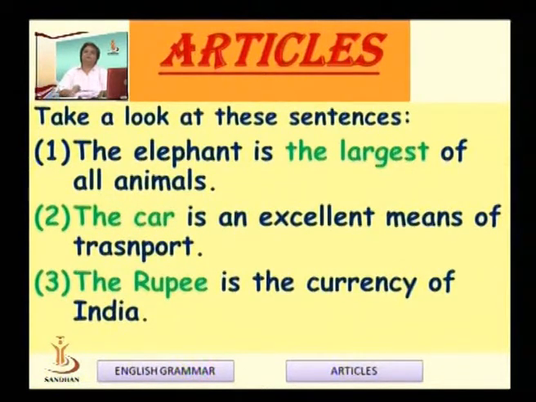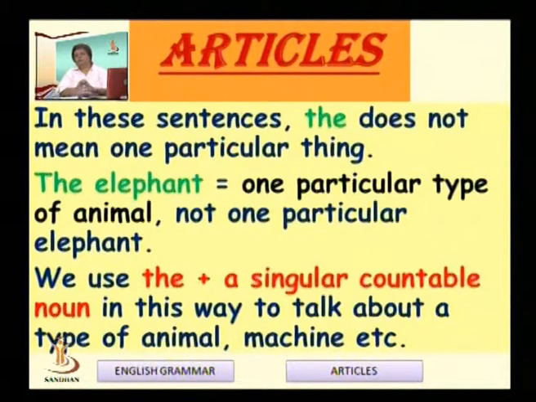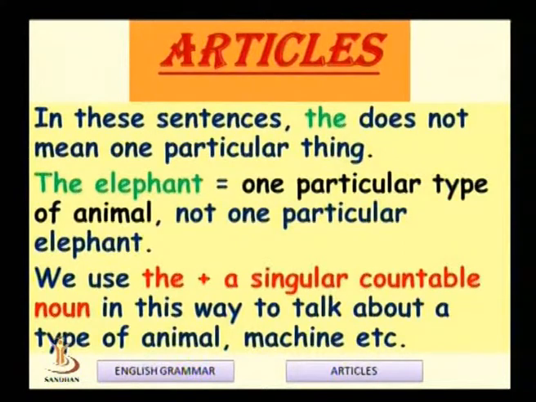Similarly, there are hundreds of currencies in the world, but which is our currency? In India, it is the rupee. We are not specifying which rupee, but we are simply talking about the rupee as the currency of India. Look at that structure given at the bottom of your slide. We use article the plus a singular countable noun in this way to talk about a type of animal, type of machine, etc. Look at the structure again, friends. We use article the plus a singular countable noun in this way to talk about a type of animal, machine, etc.